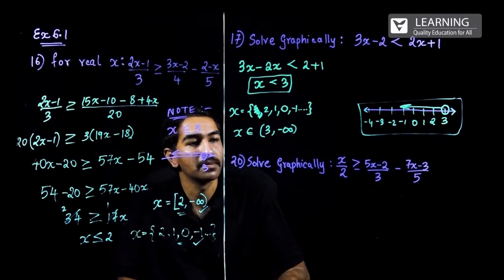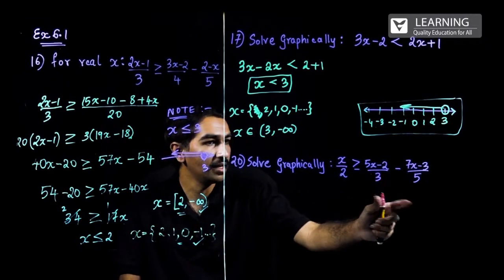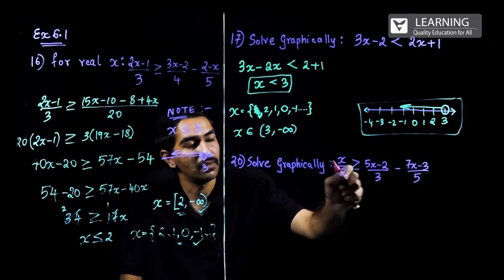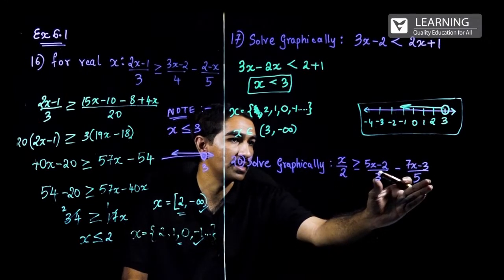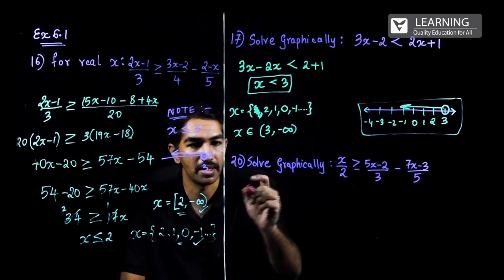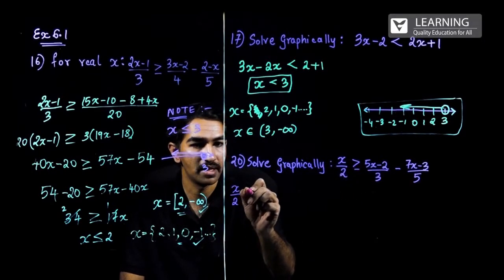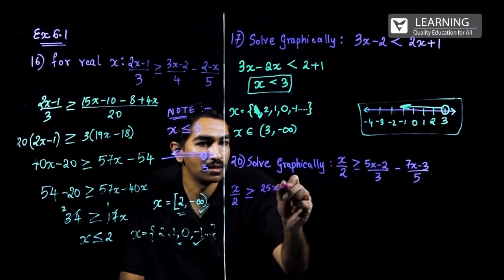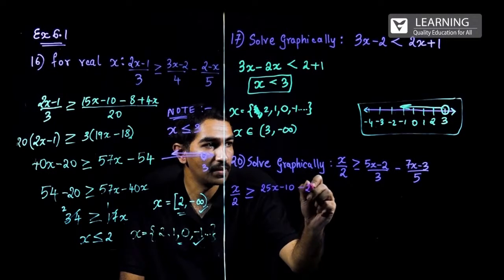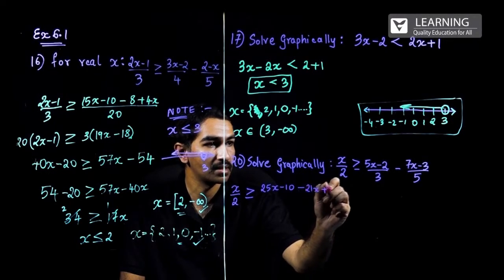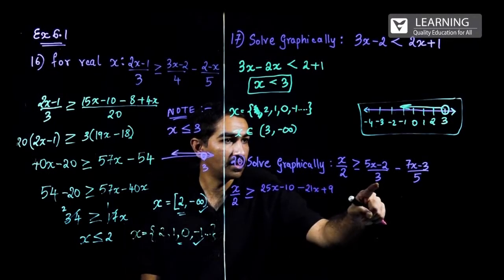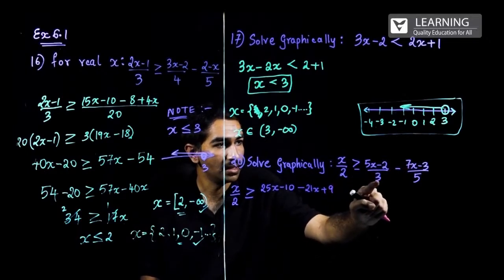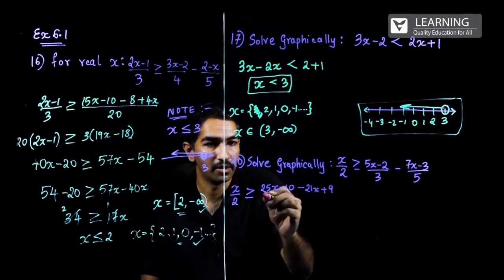Moving on to the next one. This is also we have to solve graphically. On the left hand side we have 2 terms. We'll solve that first, then we'll solve this graphically. So here if you take the LCM, what will happen, students? This side will remain as it is, x by 2 will remain as it is, greater than or equal to. This will become 25x minus 10 minus 21x plus 9, correct? 3 into minus 7x is minus 21x. Minus 3 into minus 3 is plus 9. The whole divided by 15.